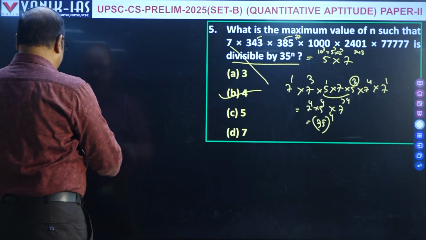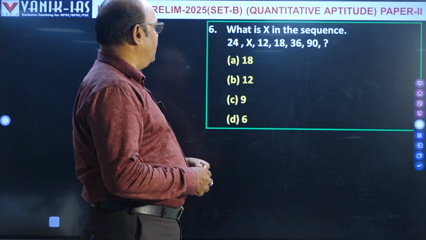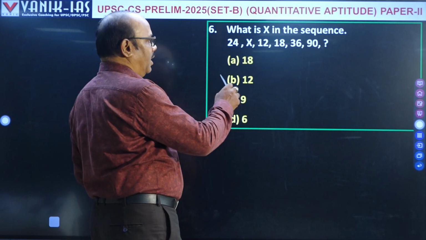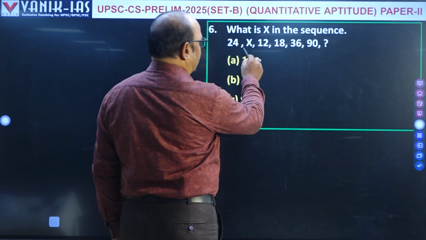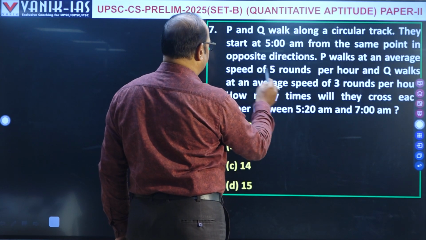Next question, question number 6. What is the x in the sequence 24, x, 12, 18, 36, 90? So number series, I can say 24.